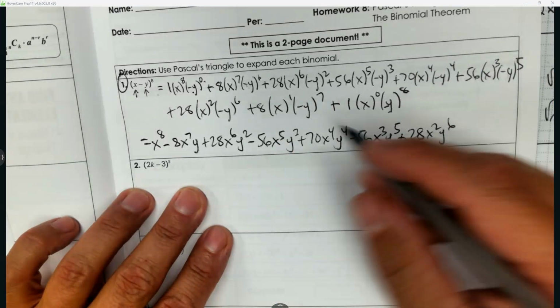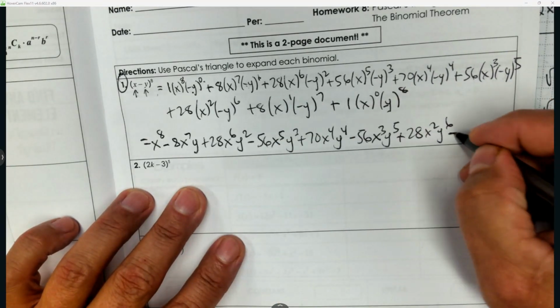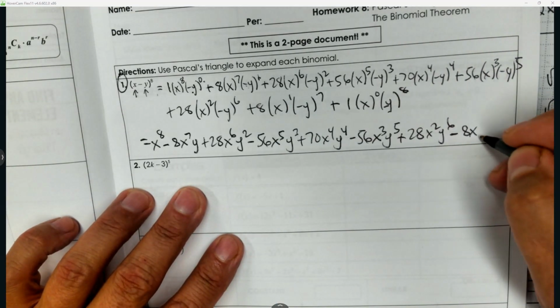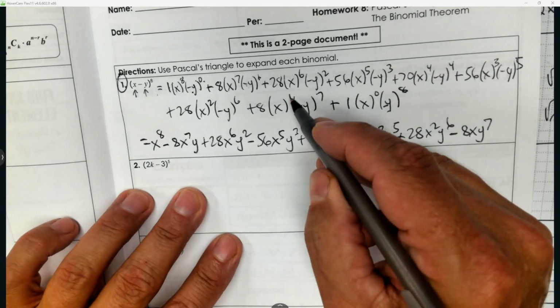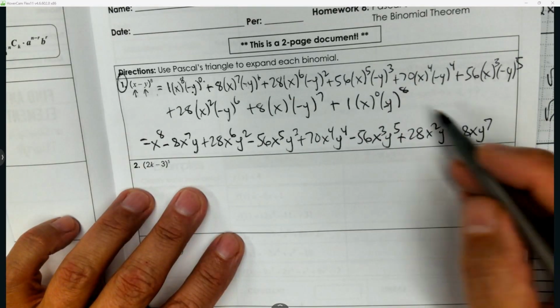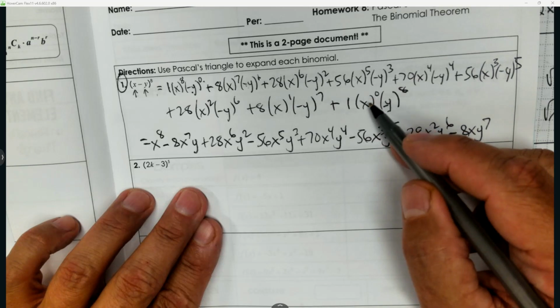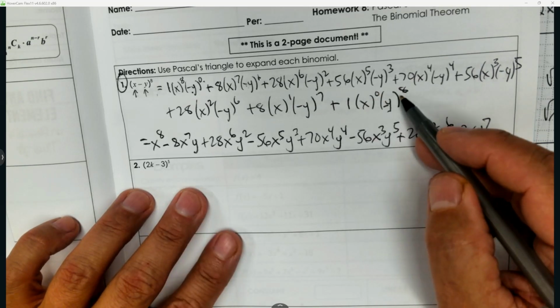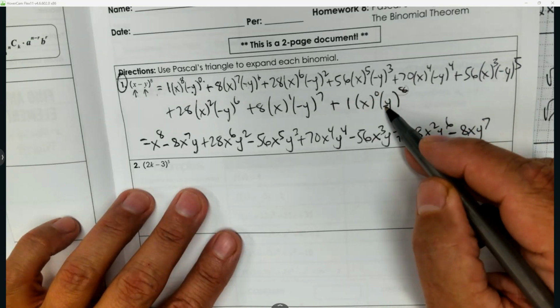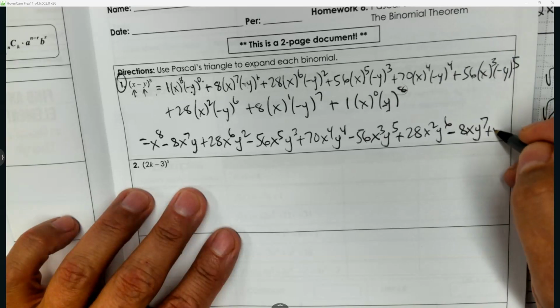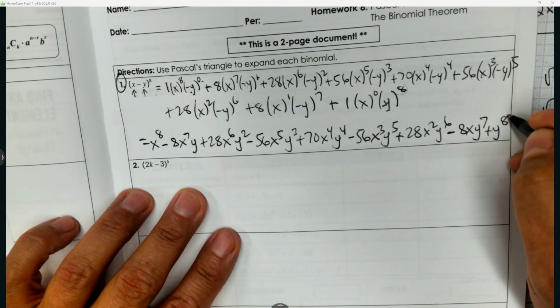Almost there. 8, that's an odd exponent, so we're subtracting. Then 8, notice I don't have to put a 1 with the x, just x and y to the 7. And then the last one, x to the 0 is 1, so it just leaves me with this even exponent with negative y. So that means plus y to the exponent 8.